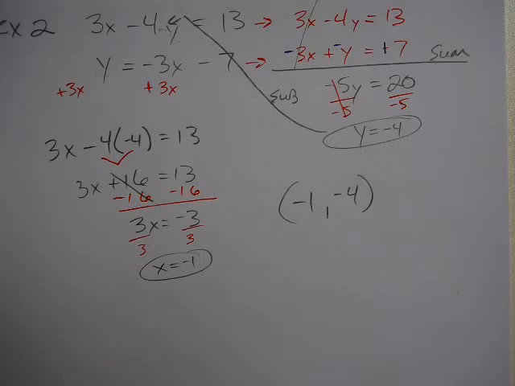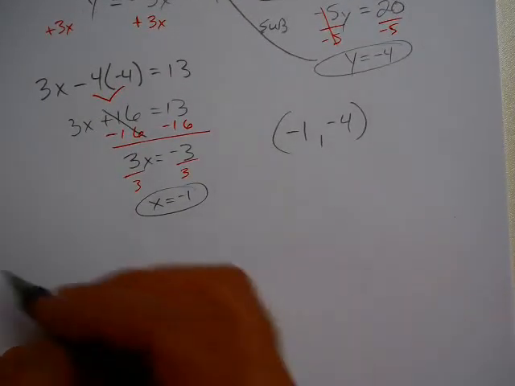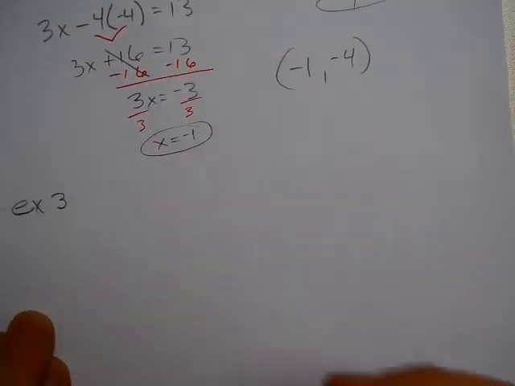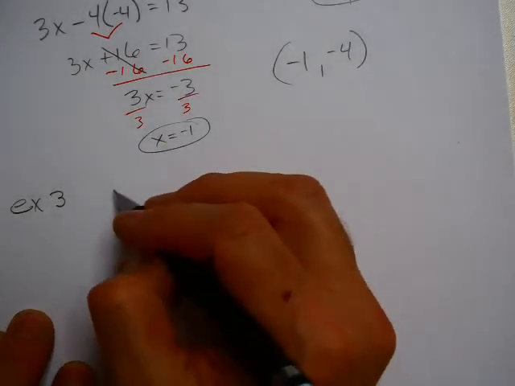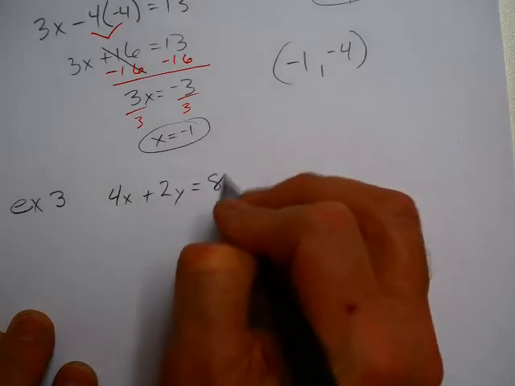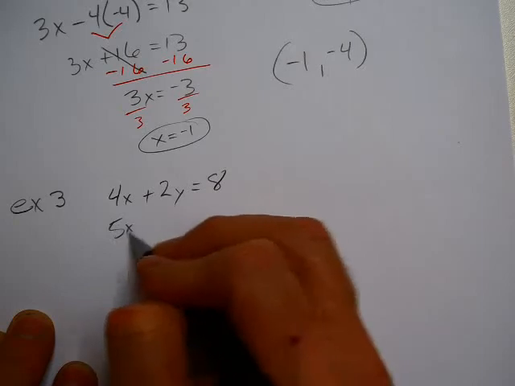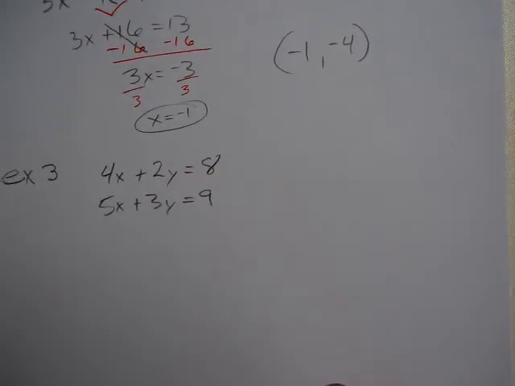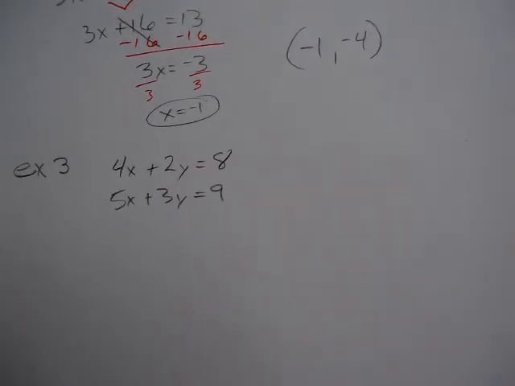Okay, let's look at one more. Let's look at a hard one. You're going to be saying, what do you mean? That wasn't hard enough? They don't really get all that much harder. 4x plus 2y equals 8. 5x plus 3y equals 9. This is about as hard as they get. Now, you could have harder numbers to deal with, but the idea is about as hard as it gets.